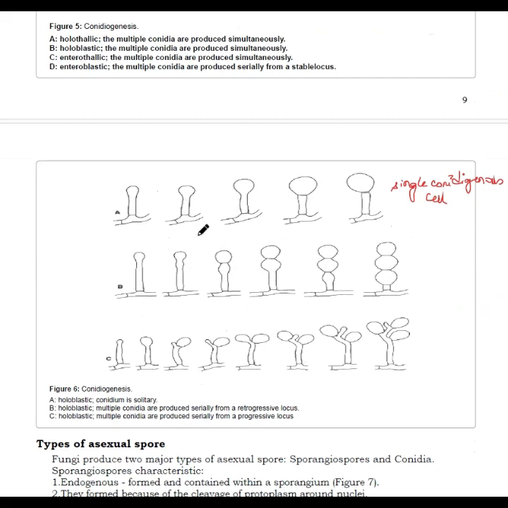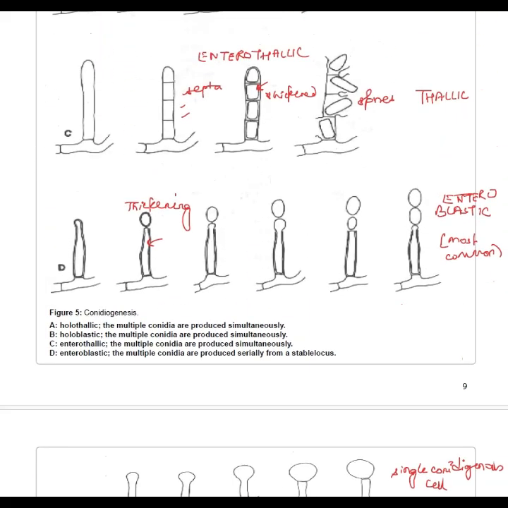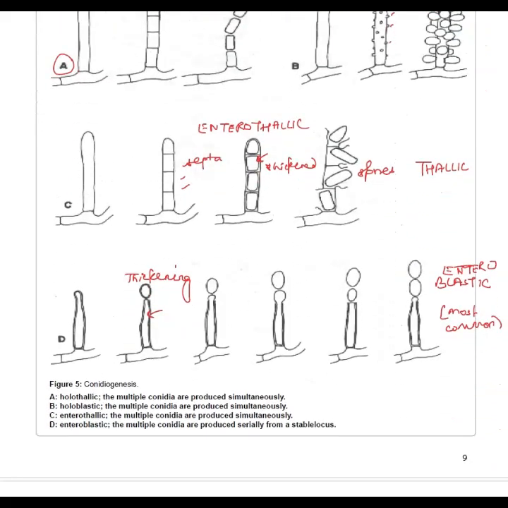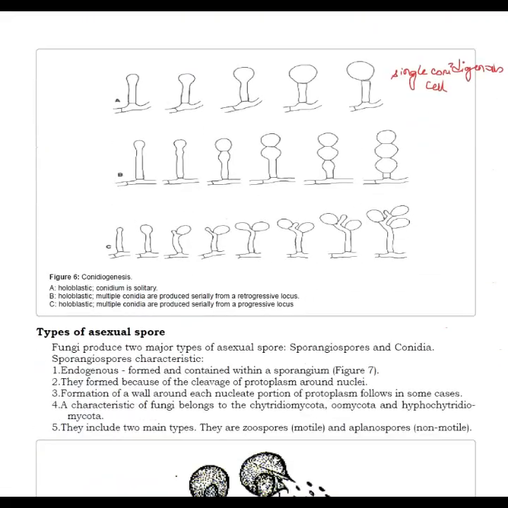So say for example, here it is, this is a single conidiogenous cell, it is holoblastic in nature. Okay, what did you understand about holoblastic and holothallic? Holoblastic was when the septa forms later, first there is thickening, and when septa forms first and then the thickening occurs, it is thallic.